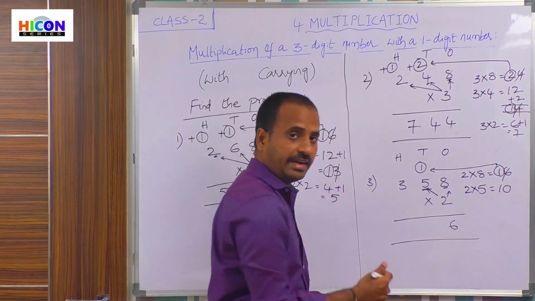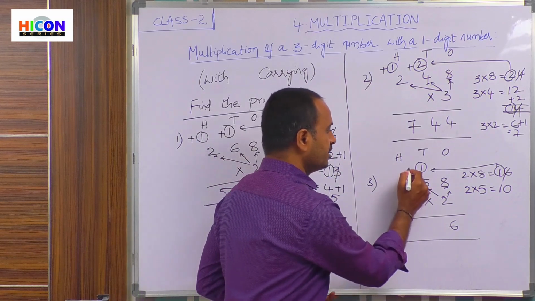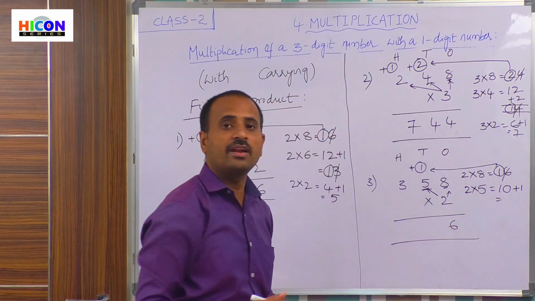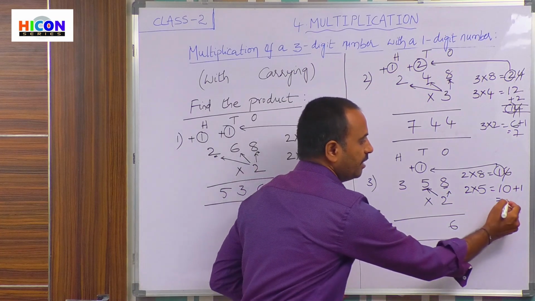And add the carried number to this product. What is the carried number here? 1. So add this 1 to the product. That is 10 plus 1. So 10 after, how much you will get? 10 after 11. So write 11 here.